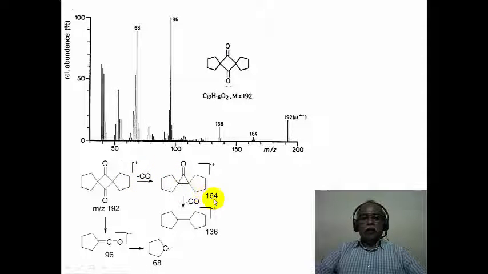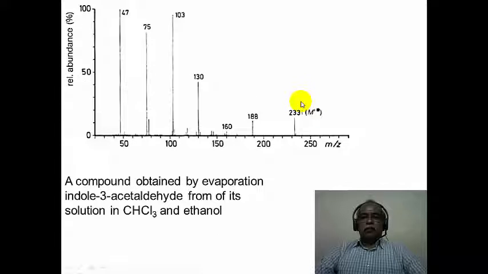First loss of carbon monoxide puts an ion at 164. Subsequent loss of carbon monoxide puts another ion at 136, for example. Loss of carbon monoxide from this ketene unit produces this cyclic carbenium ion, which is at 68, which is also a very intense peak in the spectrum of this particular spirodiketone.